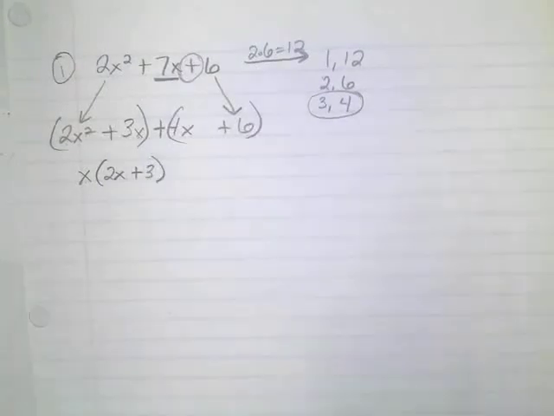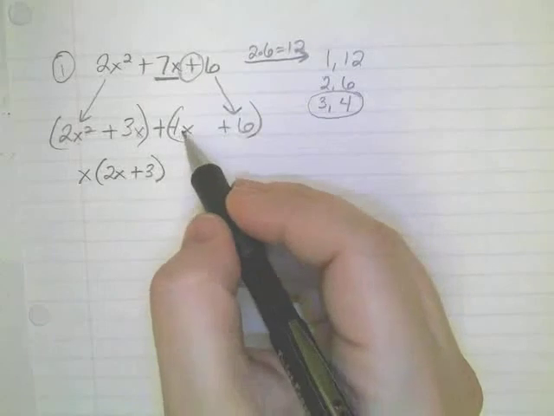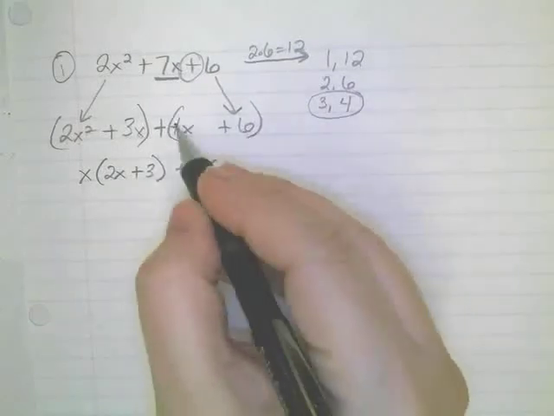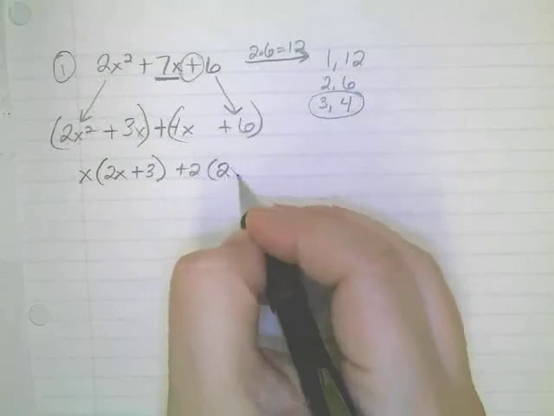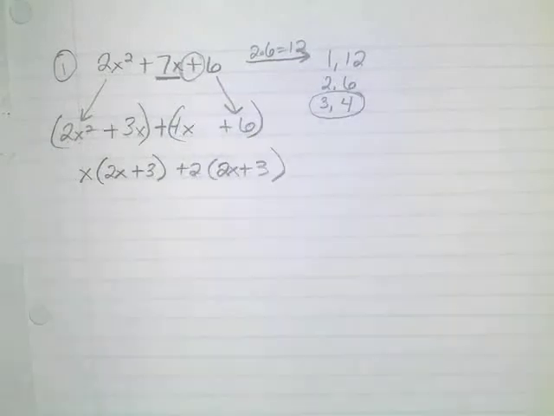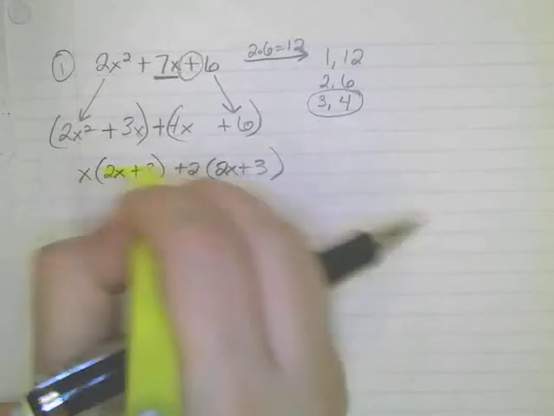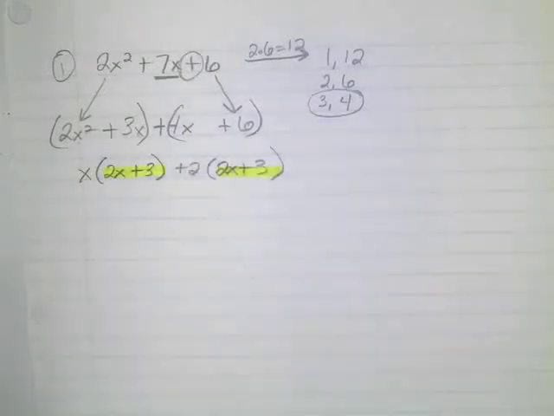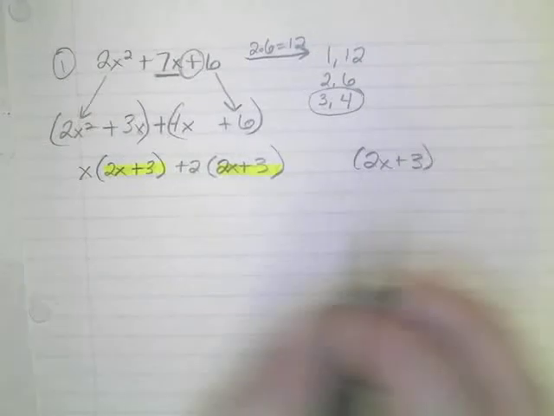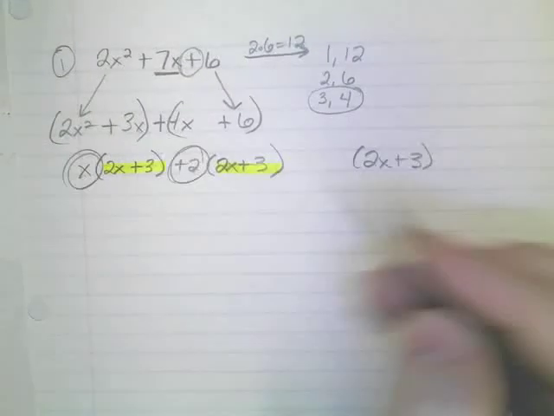And here, I look for the number that goes into 4 and 6, and that's a 2. 4 divided by 2 is 2. 6 divided by 2 is 3. And if you notice, I have the same parentheses, so that tells me I did it right. So my first answer is 2x plus 3, and my second answer is this number's outside, x plus 2.